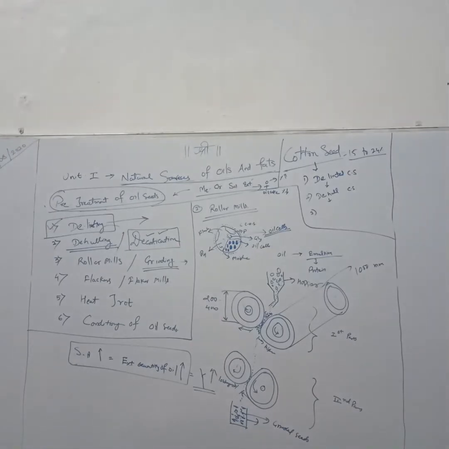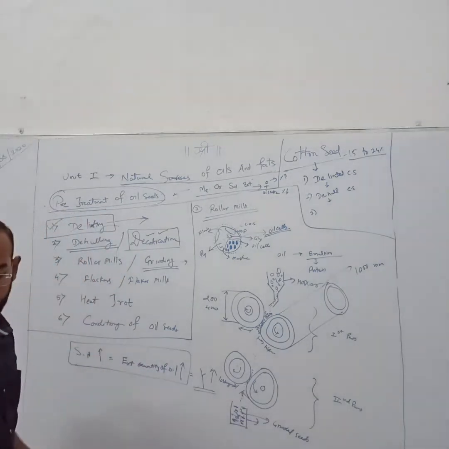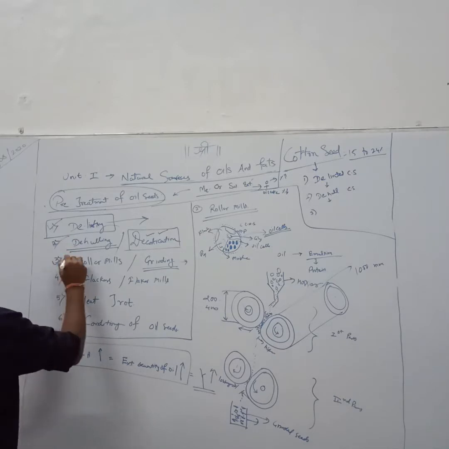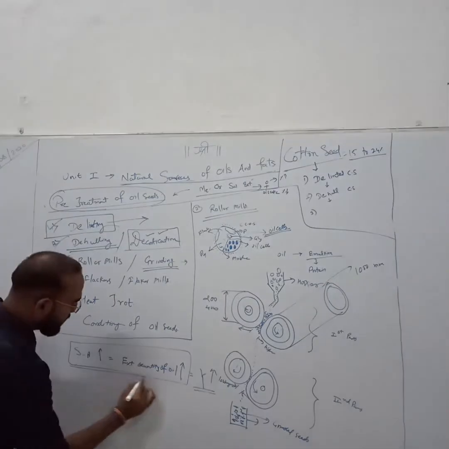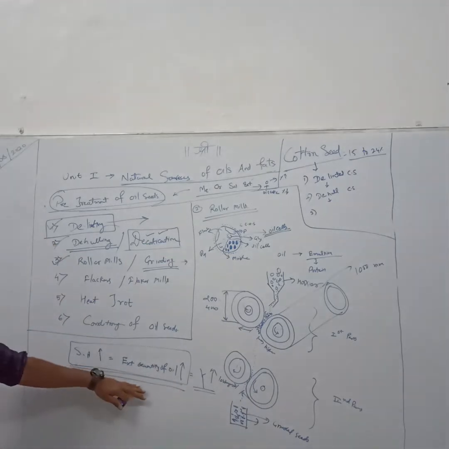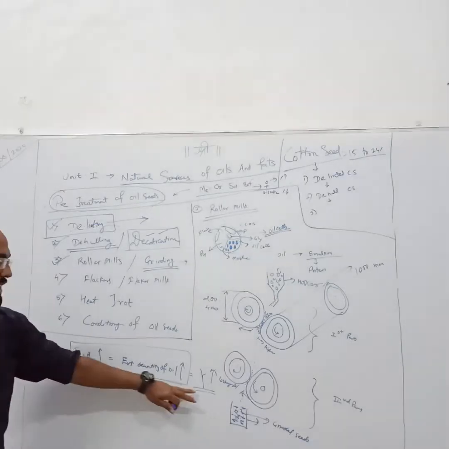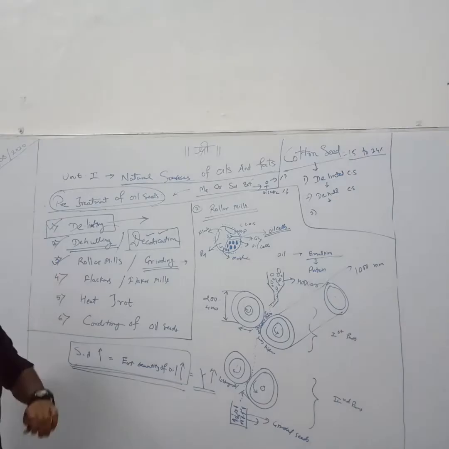So the next one is flaking of seeds. I think roller mill, decortication is over, roller mill is over. Next one is flaker or flaking mills. Every student should note this statement: higher the surface area of oil seeds gives more quantity of extraction of oil. That's why, to get the higher yield, we need to go for this operation, that is roller mill or grinding.